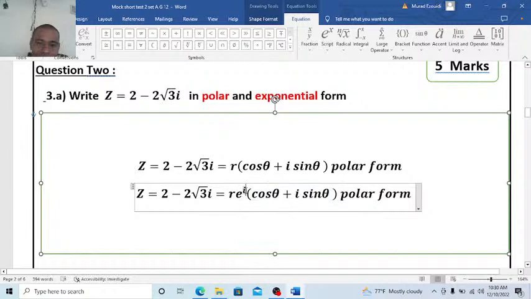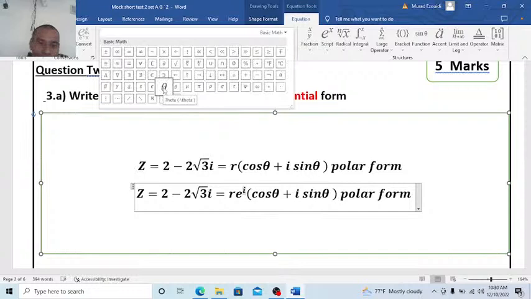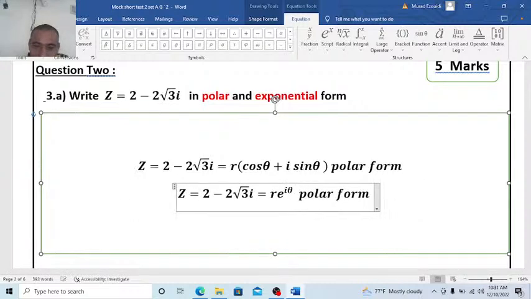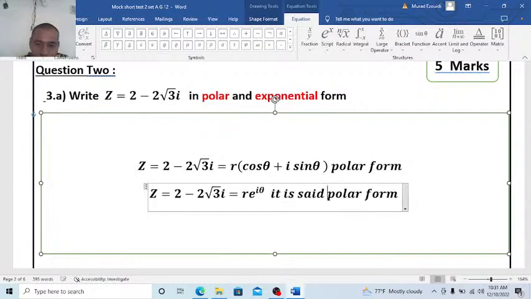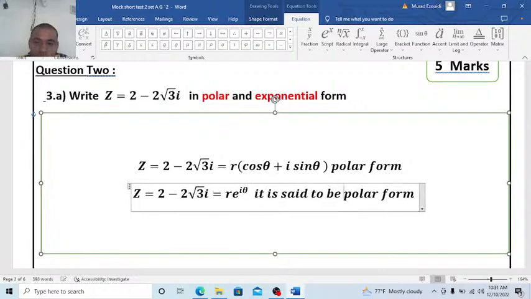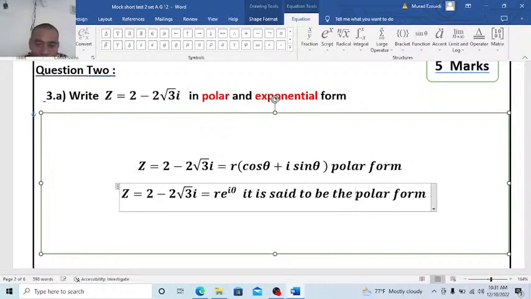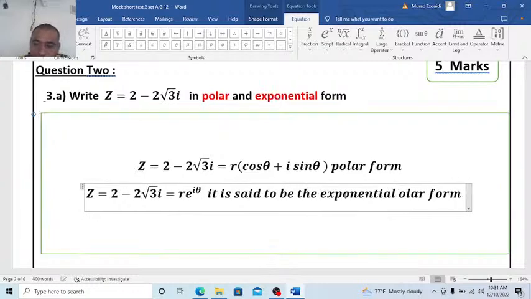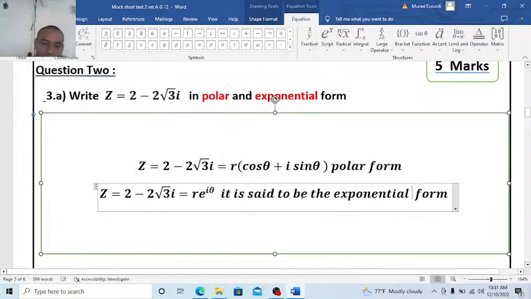I will just write theta. What is theta? I thought theta wanted to flee away from my explanation, but by force I told her, please, theta, don't go. Therefore, this is known as the exponential form. Then I will write this. So this is what you should find.